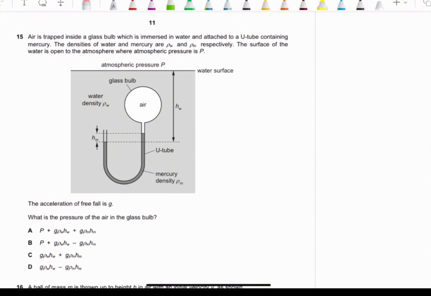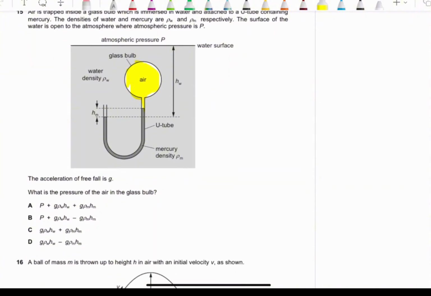So this A is trapped inside this gas bubble. Okay, so this is our A. And from the question, the density of water we've been given as rho W and rho M. The surface of water is open to the atmosphere over here. We've been asked what is the pressure of the gas, the air, in the glass bulb.